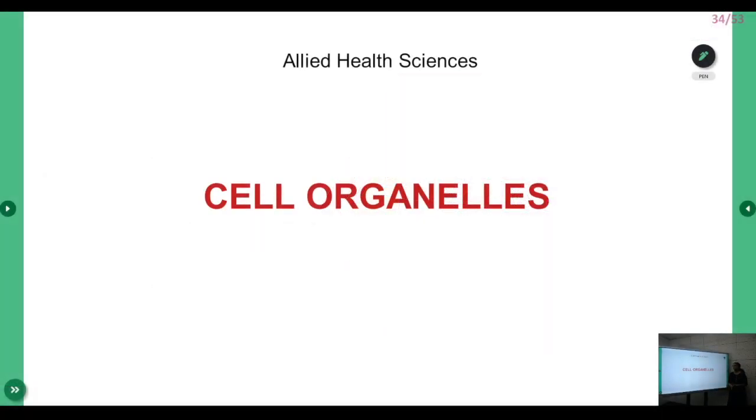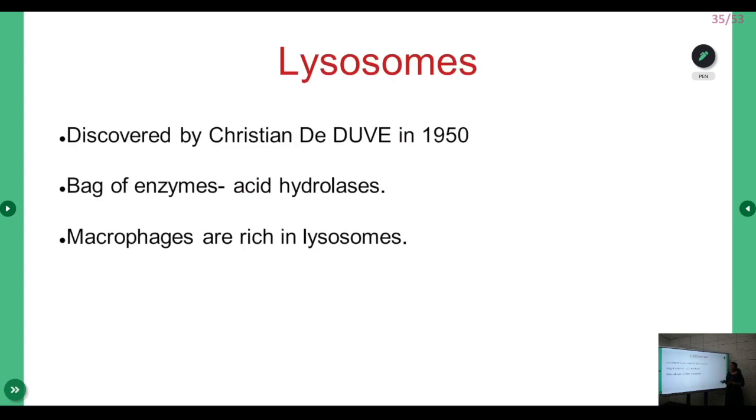So, welcome back to our class. This is the continuation of the cell organelles that we have been dealing with in the last class. Today we are going to learn about lysosomes. As we all know, lysosomes were discovered by Christian de Duve in 1950. It is a bag of enzymes known as acid hydrolases. The macrophages are rich in lysosomes.